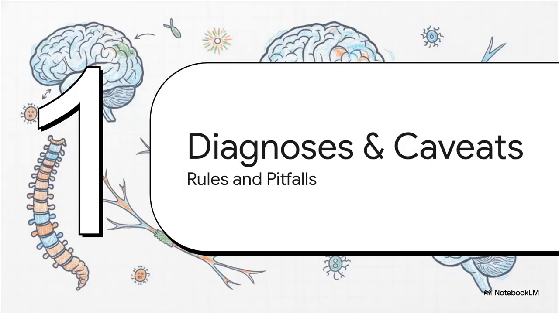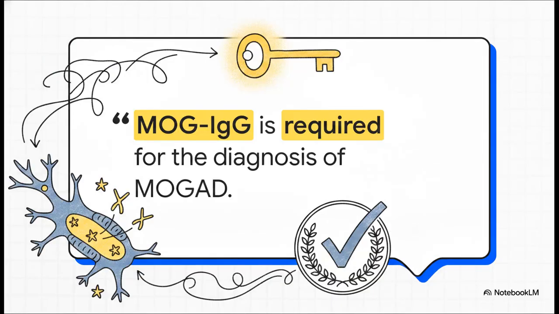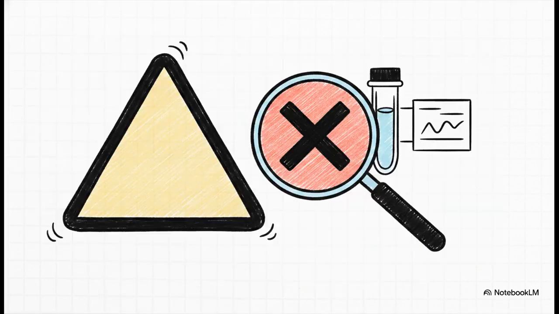Let's move to Section 4, Diagnostic Requirements and Caveats, Rules and Pitfalls. If you remember only one single thing from this entire explainer, let it be this. Anti-myelin oligodendrocyte glycoprotein immunoglobulin G, or MOG-IgG, is absolutely required for the diagnosis of MOGAD. This isn't just a suggestion, it is the absolute golden rule. Without this positive test, you simply cannot definitively make the diagnosis. Period. However, there is a massive caveat that we really must address.